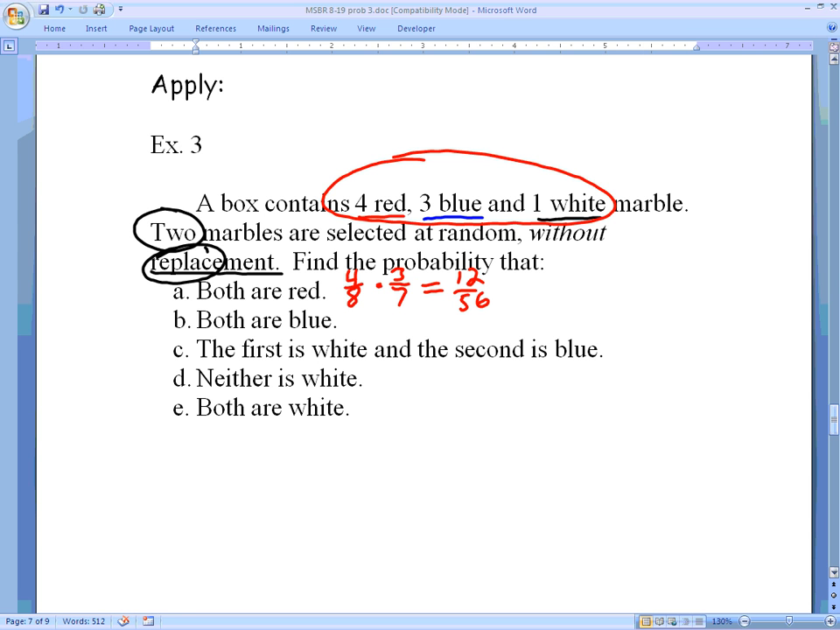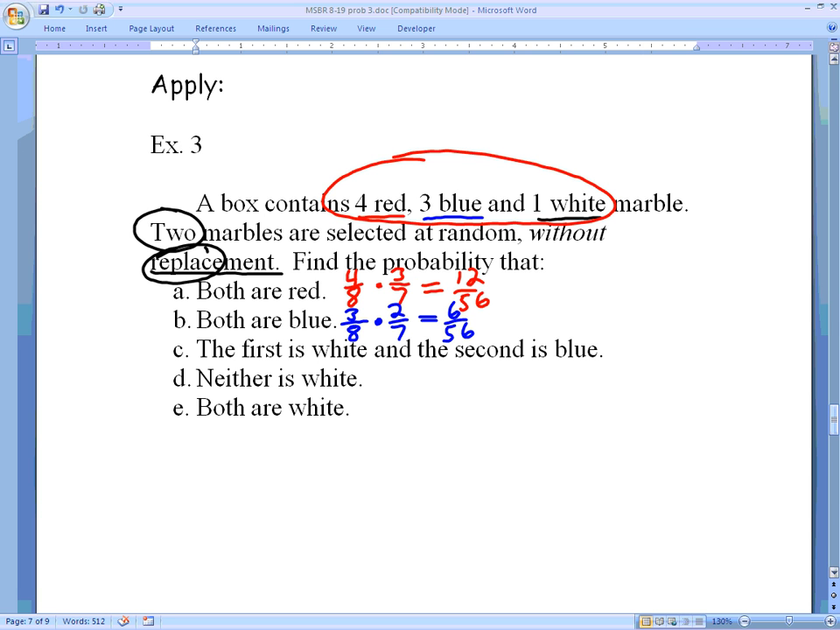Second, the probability that both are blue. So we start off, there's still 8 marbles. We're going to start over again. And so we've got 3 blue out of a total of 8. But once we pull out that first marble, there's 1 less blue marble. So there's only 2 blue marbles now, and there's only 7 total marbles because we took out 1 blue already. We multiply straight across, we get 6 out of 56.